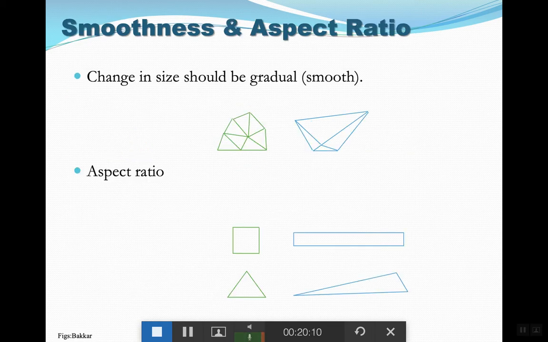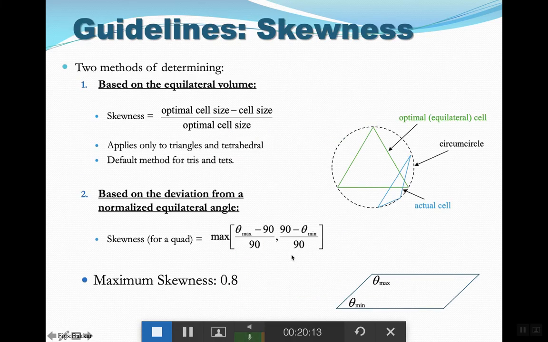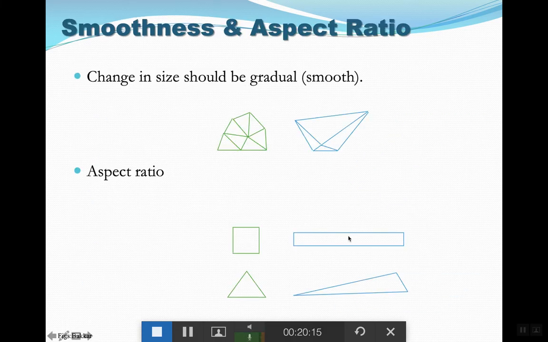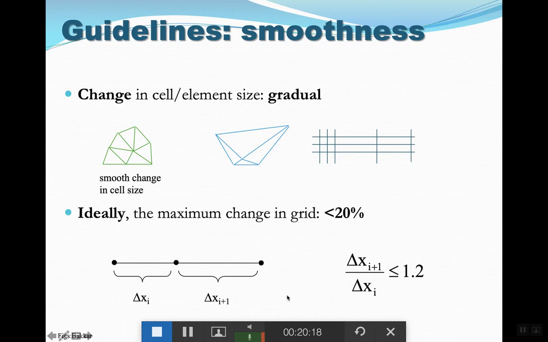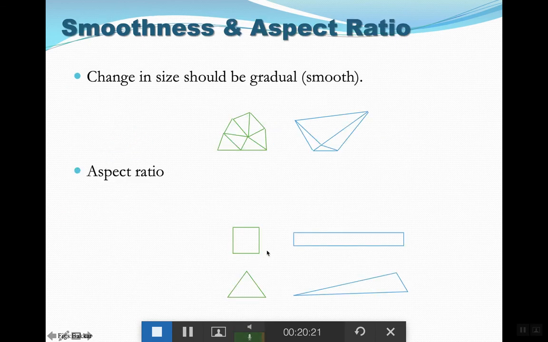So the other thing is aspect ratio. The aspect ratio part is very similar to smoothness. Here, for example, the aspect ratio of this cell is 1 because the length divided by the width is 1. And this is a very high aspect ratio cell. So remember, using a very high aspect ratio is undesirable. Using an aspect ratio of more than one is sometimes actually desirable because it will decrease the number of cells in a direction that is not important, and it will increase the number of cells in a direction that is important. For example, you see this one.